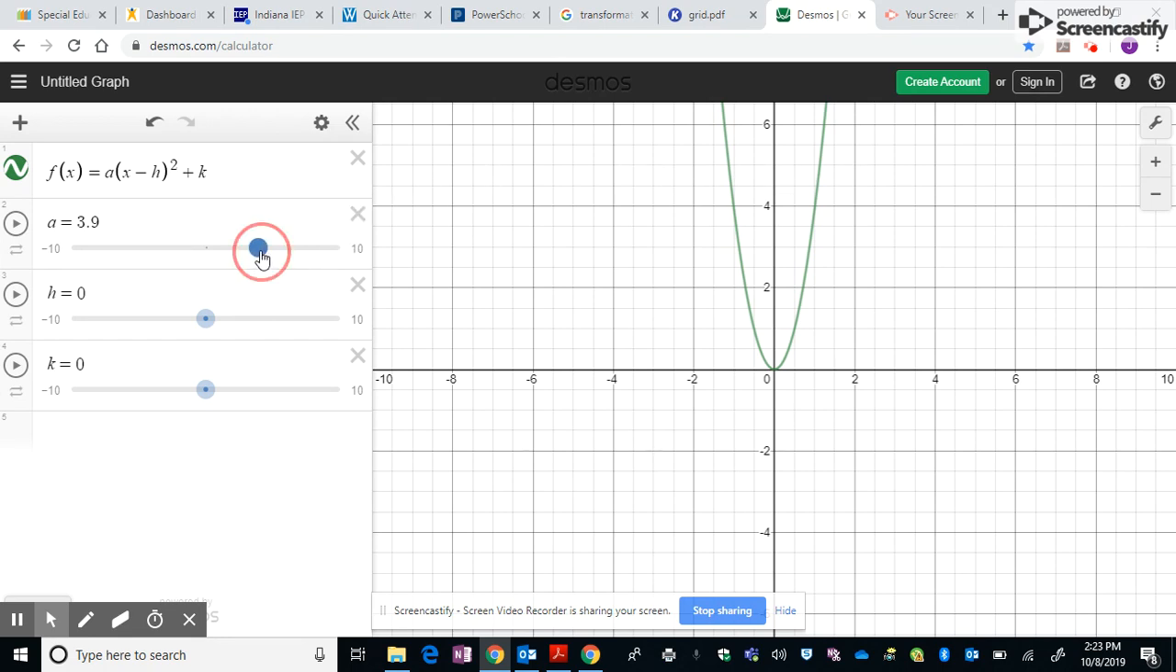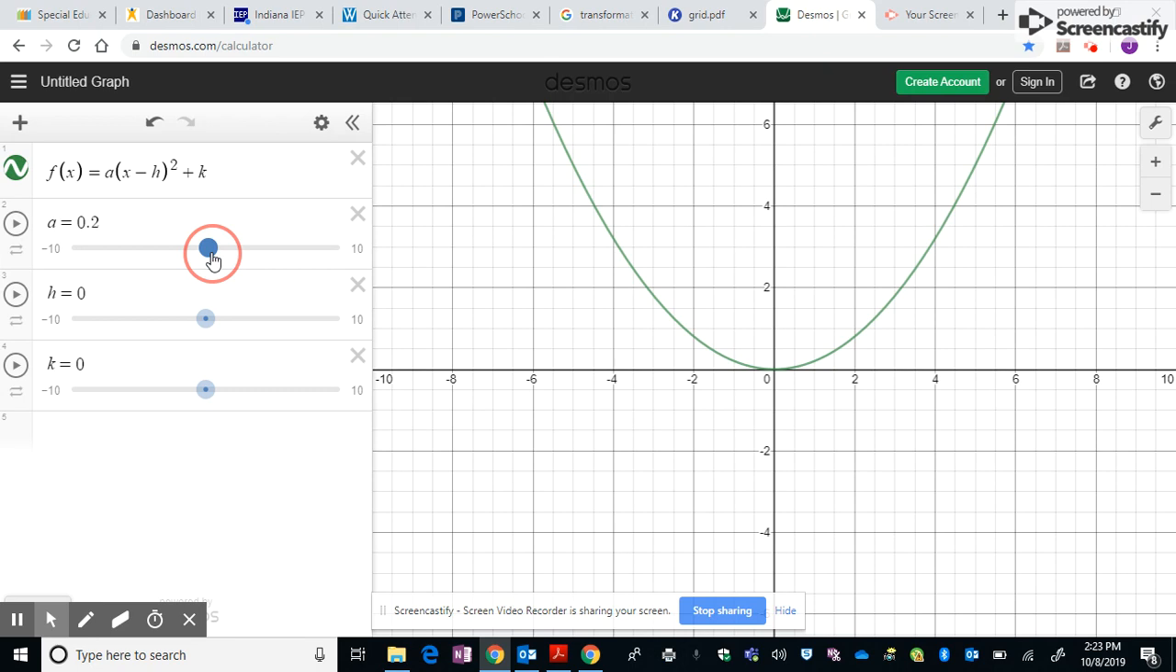Now, if my a value is less than 1 but bigger than 0, my graph is compressed. So think of something like if you sit on a beanbag and it goes out further. That's what shows the compression.